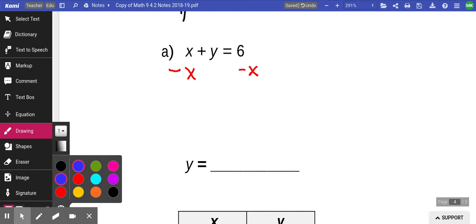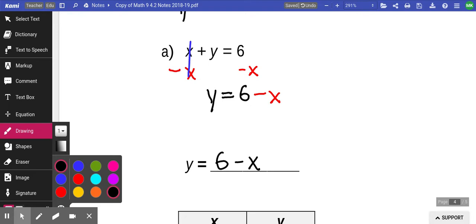So on the left, it cancels. X minus x is nothing. And I'm left with only the letter y. The equal sign is still in the same spot. On the right-hand side, I still have 6. And now I have minus x with it. That means my equation is y equals 6 minus x. That's what it looks like in y equals form.